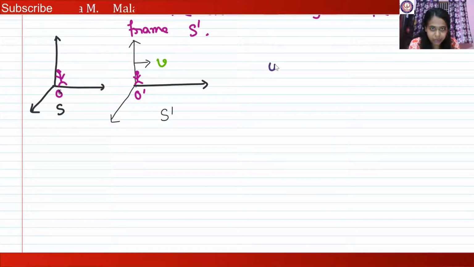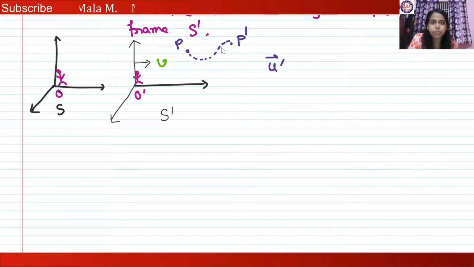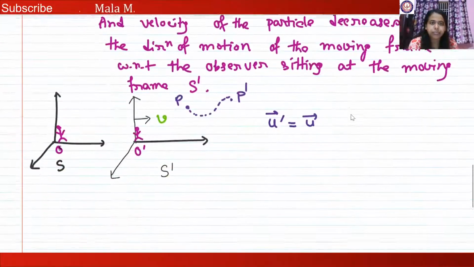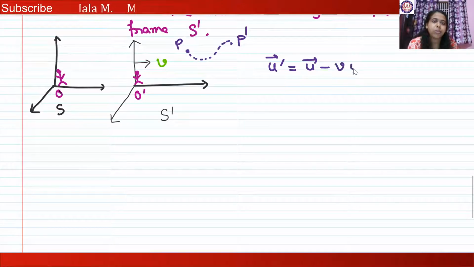In my previous lecture, you must remember the velocity of any point particle which moves from P to P prime with respect to S prime frame is u prime equals u minus v. Here we have taken the simplest example of the relative velocity between the frames. That means S prime frame is moving with a relative velocity of v along the x axis, so that's why only the x component comes.